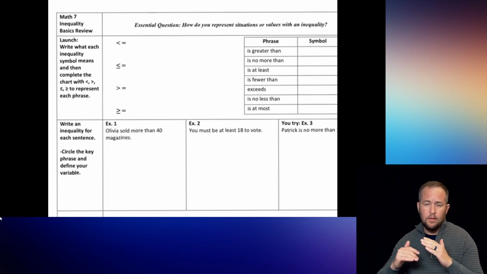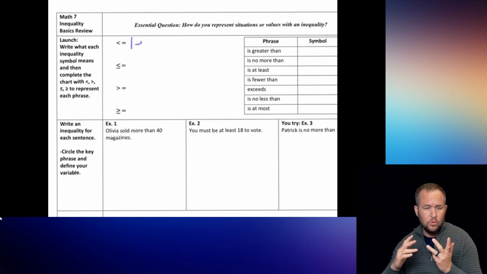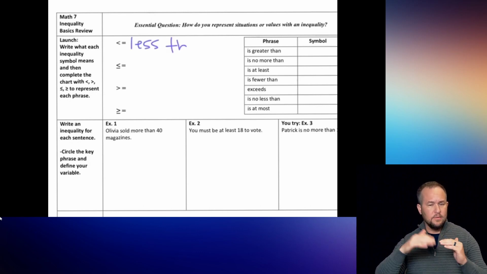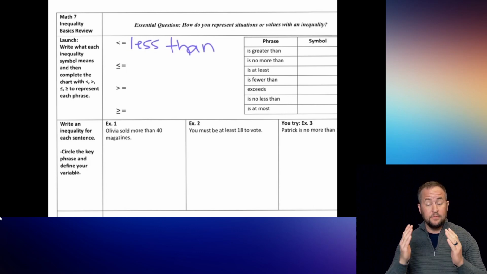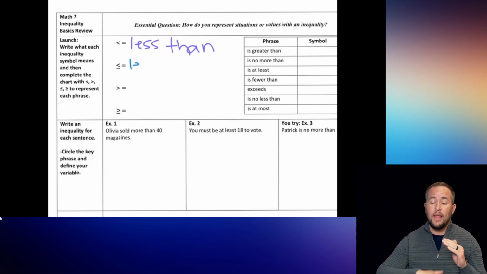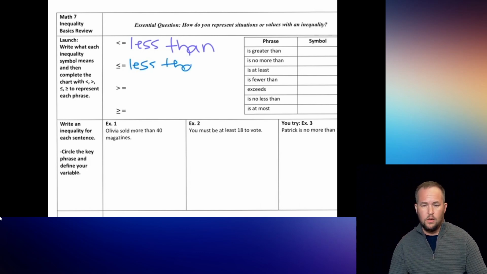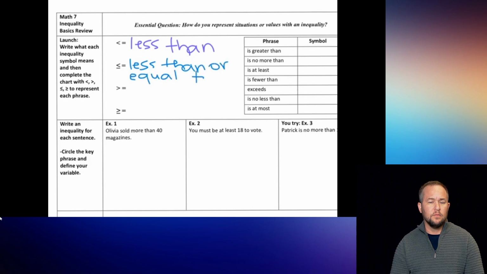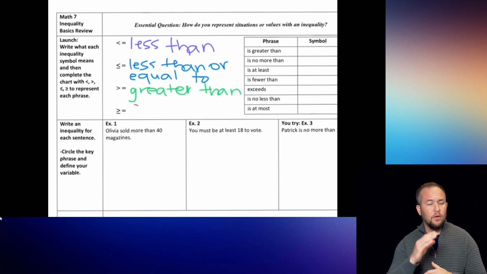So this first one, that first sign, should come as no surprise. We know this is a less than symbol. And then the next one is the same thing, but it is also or equal to. So we're going to write less than or equal to. And then for the next sign, that means greater than. And then that last one is that same thing, greater than, but because of that line underneath, it is also or equal to.